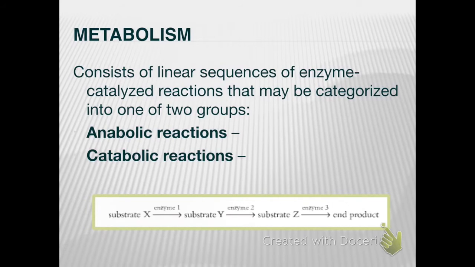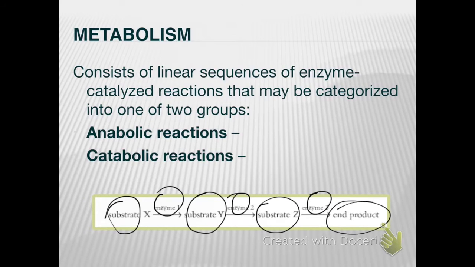In the case of a linear reaction, basically what we have is a starting substrate, an initial enzyme, an intermediate substrate, another enzyme, and then finally our final product. So this linear sequence can vary in length, the number of intermediate steps, and the number of enzymes.